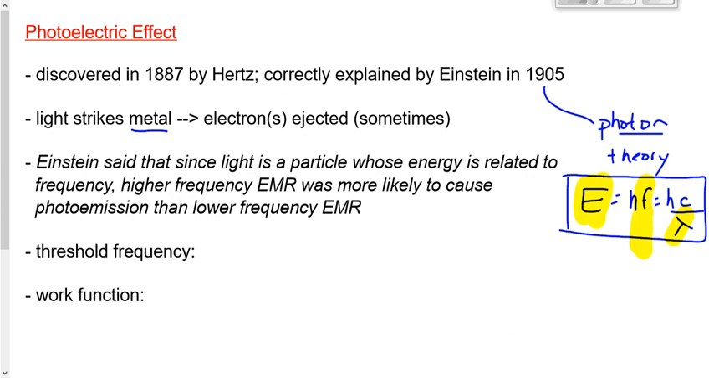You can see here by this equation and by the observations that were made that if we have a frequency of EMR that is below a certain value, then the electrons are not going to be ejected. That frequency we call the threshold frequency. We're going to assign a symbol of f0 to that. The threshold frequency, the minimum EMR frequency necessary to eject an electron.